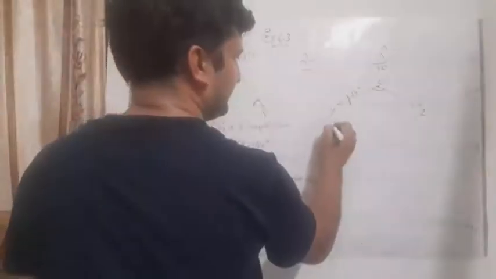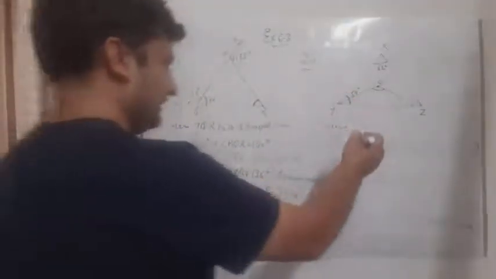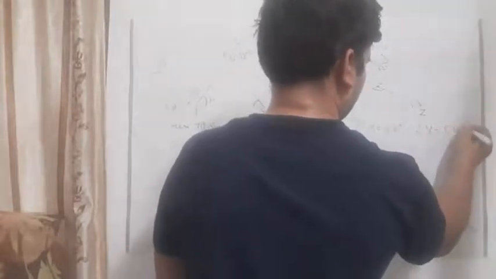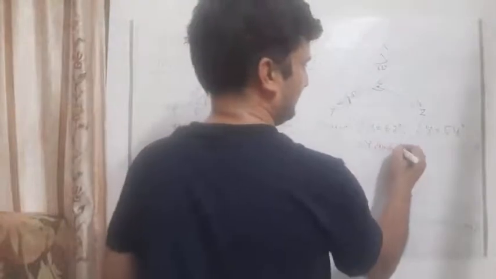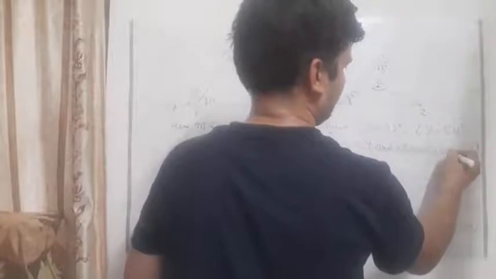How can we find it? What is given? First we will write what is given. Given में आपको क्या दिया हुआ है? तो आपको ये दे रखा है angle X is equal to 62 degree and angle Y is equal to 54 degree, and it is given that OY and OZ are the bisectors.